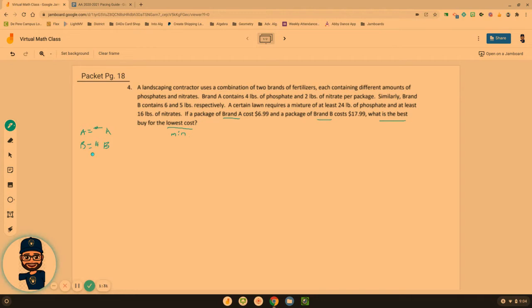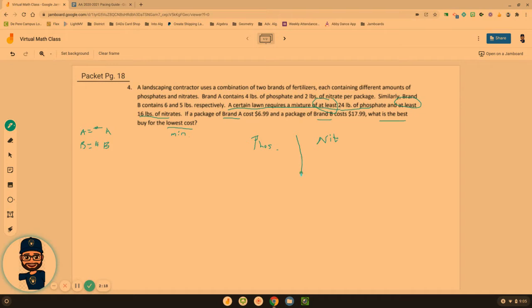Now, we've got some constraints here in the problem. And again, what we're working through is what you found on page 14 of your packet, those steps to complete linear programming. So we're identifying our variables and what they represent, and now we're going to make a table to help us write these inequalities, but we need to figure out what the constraints are. And it comes in this line. A certain lawn requires a mixture of at least, keyword, at least 24 pounds of phosphate, at least 16 pounds of nitrates. So we have some stipulations on phosphates. I'm guessing these are all nutrients for the lawn. Somebody can correct me. So phosphates and nitrates, those are our restraints.